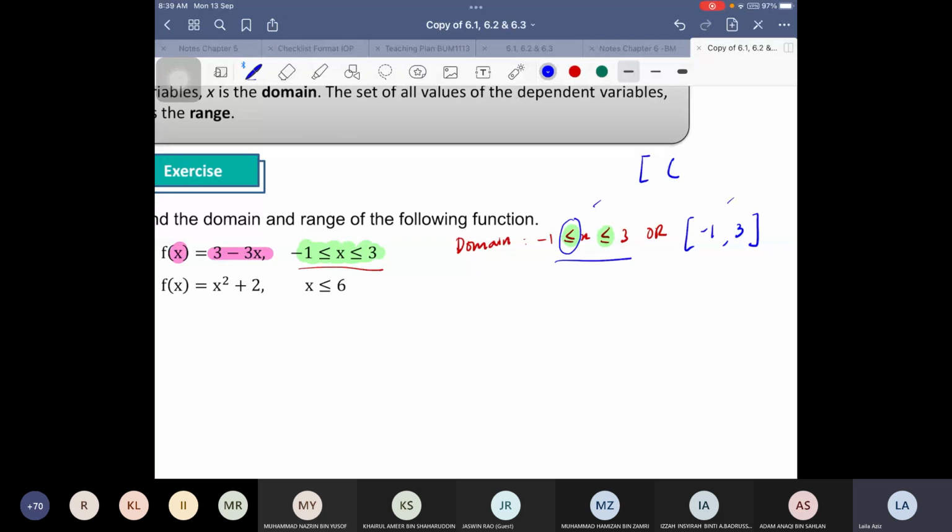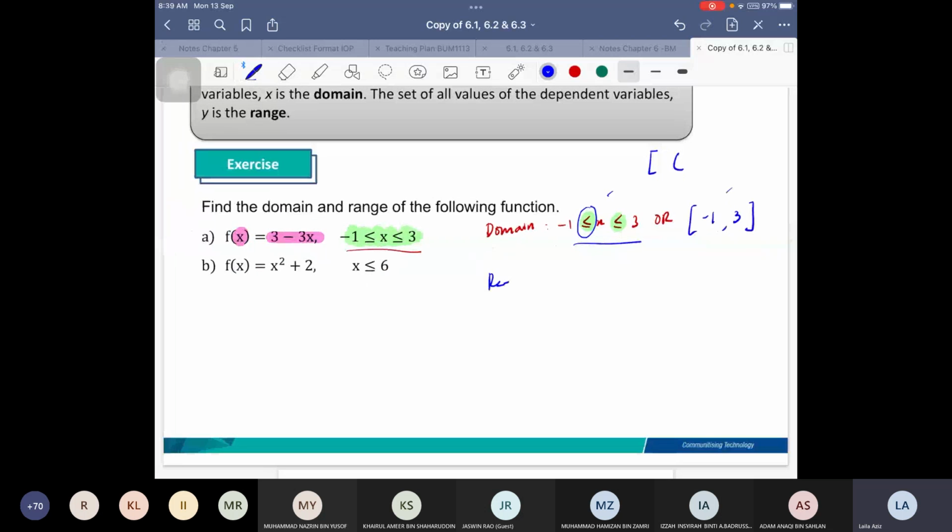Okay, and then so macam mana nak cari dia punya range? Sebenarnya kita boleh cari dia punya range dengan ganti nilai. Okay, so f, kalau f adalah negatif 1, so kita pun ganti kat sini. X ni negatif 1, so kita akan dapat 3 tolak 3 kali negatif 1. So saya akan dapat nilai 6. Okay, itu adalah nilai paling kecil. Nilai paling besar pula, so kalau kita ganti f sama dengan 3, so kita akan dapat 3 tolak 3 kali 3. So that is going to be a value of 9.